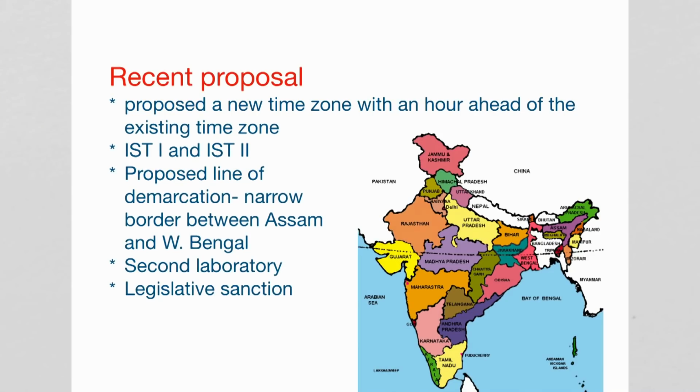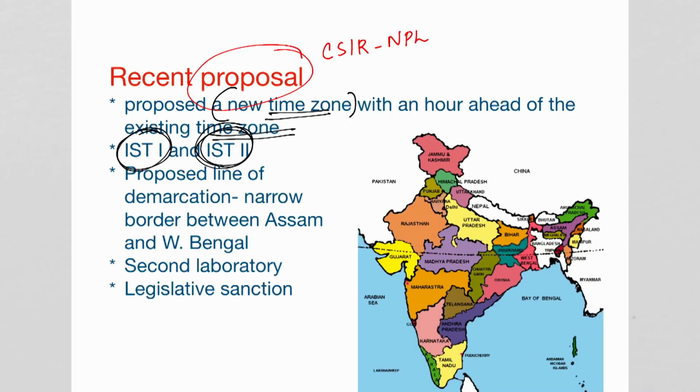Now we will analyze what is the recent proposal made. So recently the CSIR NPL has published a research article describing the necessity for creating two time zones for India. And what is the proposal? The proposal is to create a new time zone which is 1 hour ahead of the existing time zone. And the proposal is to call the new time zone IST 2. So there will be two time zones. One is IST 1 and second one is IST 2.